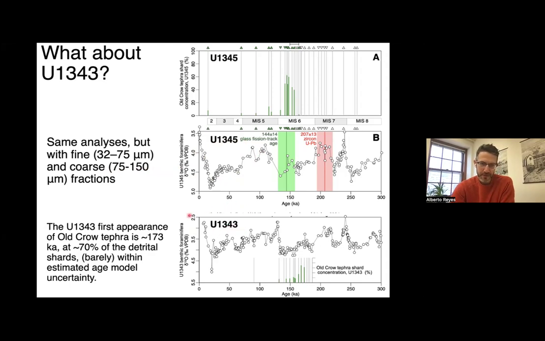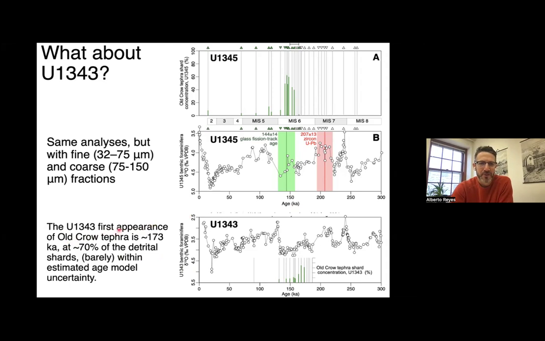For U1343, we got the raw samples from the IODP repository and looked at both a finer fraction and a coarser fraction to see if there were any biases associated with grain size. I haven't plotted the data, but what I can tell you is there is no bias. If it's present in the coarse fraction, it is also present in the fine fraction, and vice versa in terms of lack of presence. Interestingly, maybe a little bit problematically to some extent, we still need to figure out what's going on here.